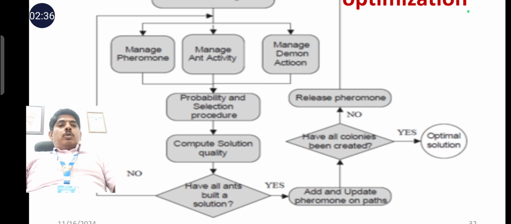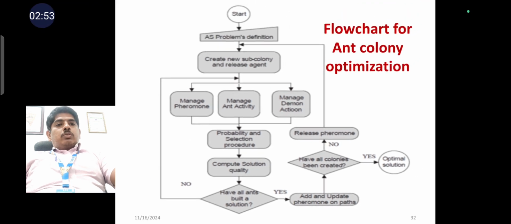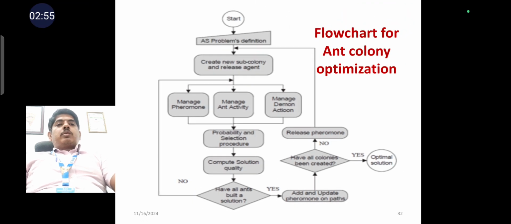Then you have to check whether all the colonies have been created. If yes, you get the optimal solution. Otherwise, you release the pheromone and repeat the procedure. So this is the simple flowchart of ant colony optimization.